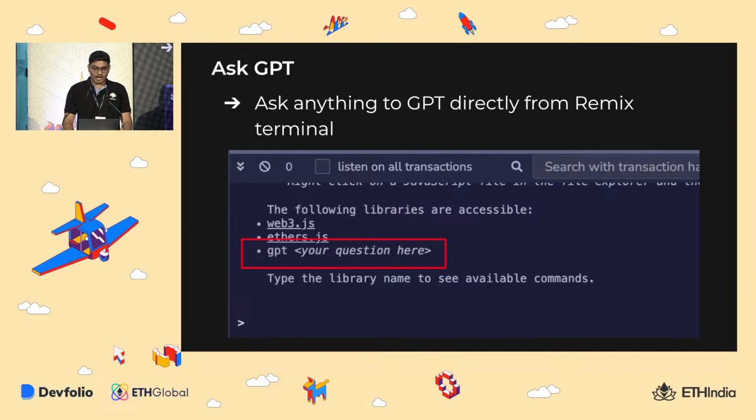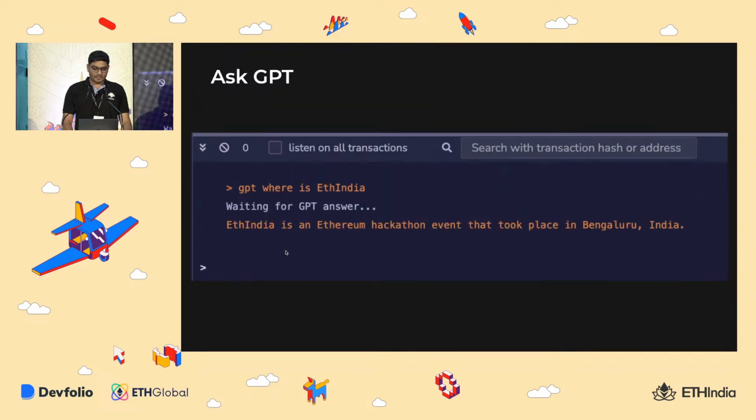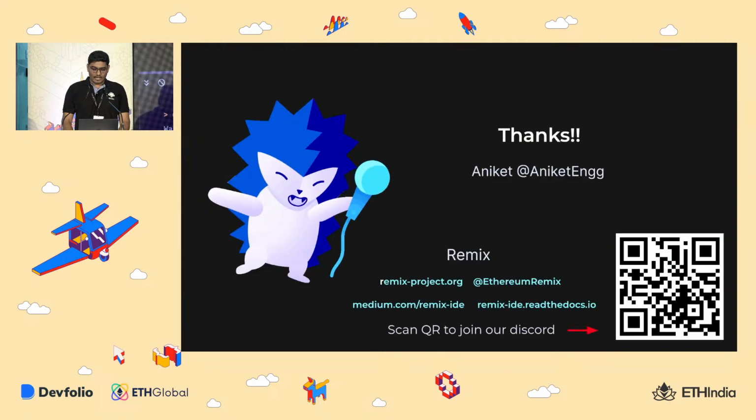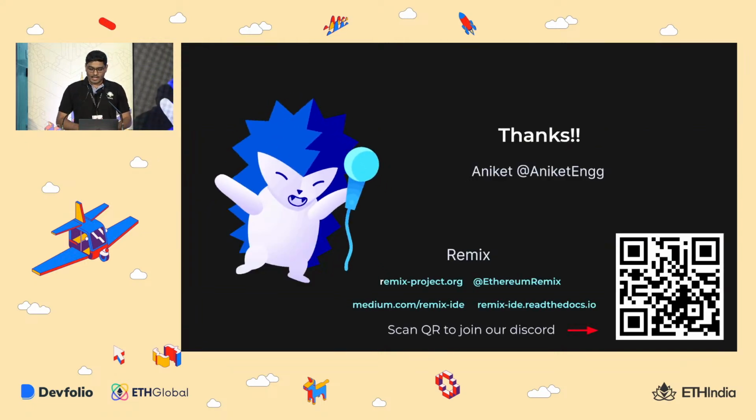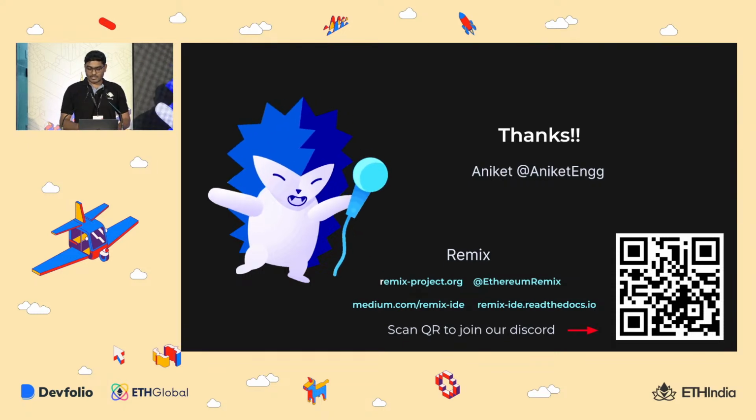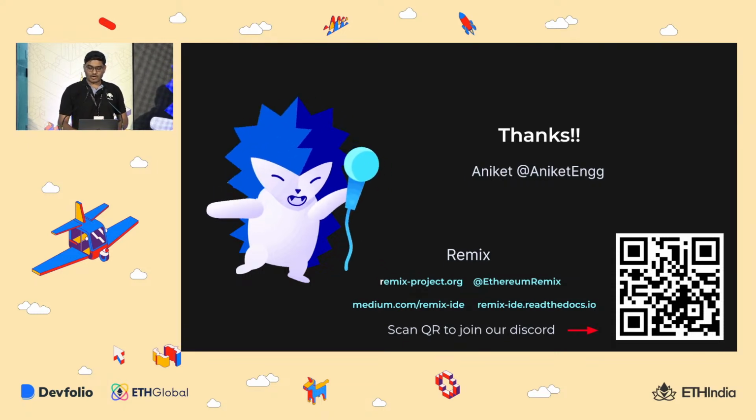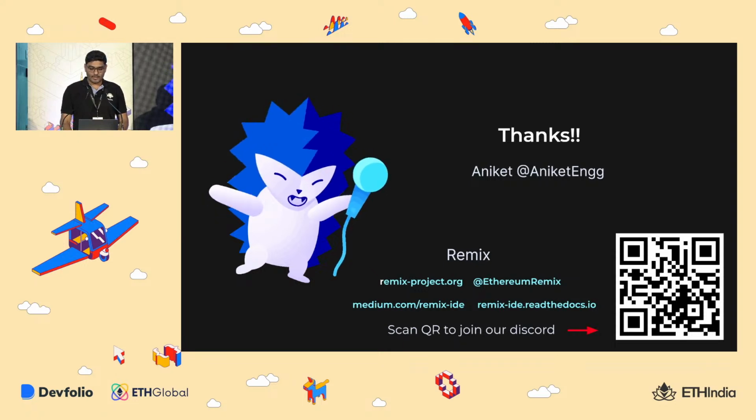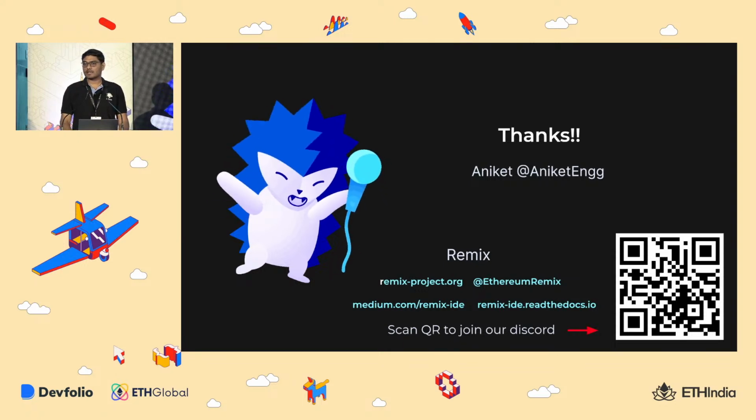If you are looking to ask anything custom, you can use the Remix Terminal for that. You just need to write GPT and your question there. For example, if I say, okay, GPT, where is this ETHIndia? It will show you the answer in that Remix terminal itself. And that is it. Thanks for being here. For more queries, you can scan this QR code to join Remix Discord, and we can talk there, and we can have some queries here also.